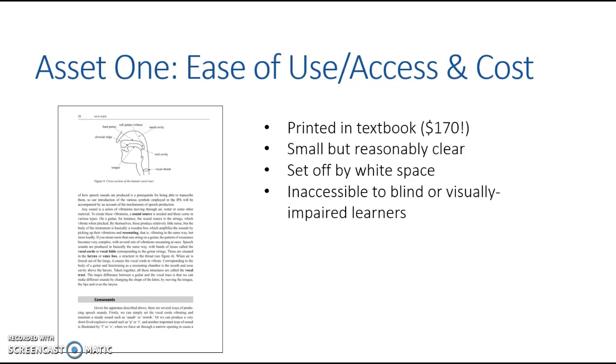Lastly, in terms of ease of use and access and cost, this diagram is found in a textbook, which happens to cost around $170. That's really expensive for a textbook. Looking at the diagram itself, on the page on which it appears, it's small but reasonably clear. In particular, it's set off by a nice amount of white space, which makes it significantly easier to read. However, it would still be inaccessible to blind or visually impaired learners who'd have no way of accessing that information.